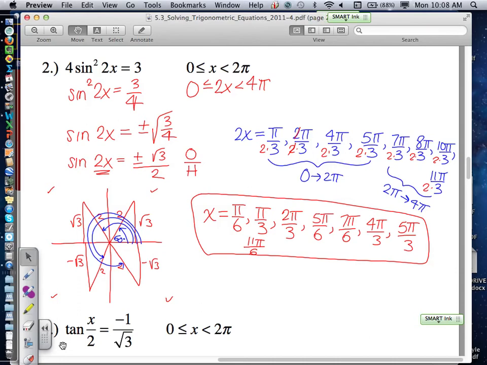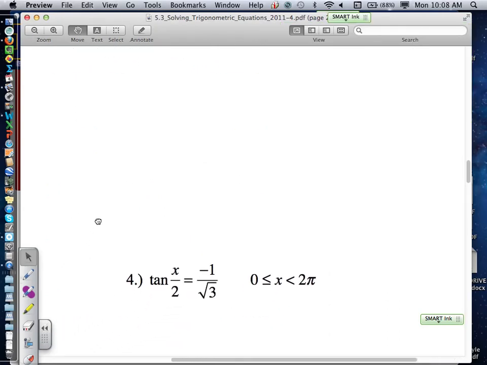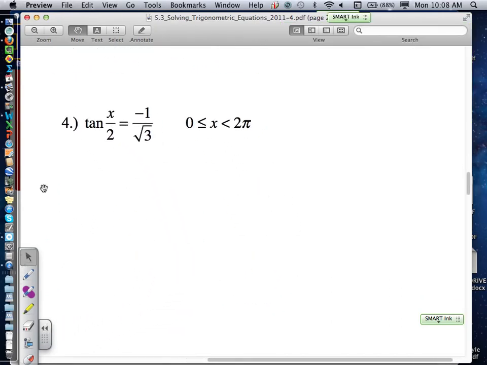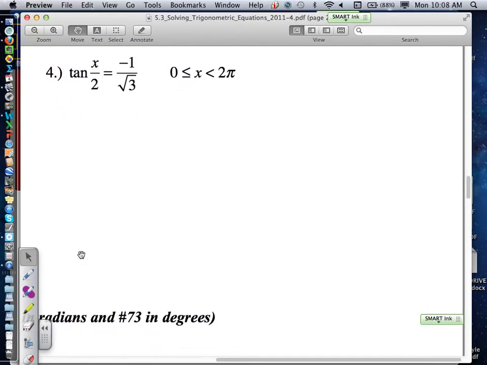Okay, let's do one more problem. I think I'm going to jump to number 4 here. There is a number 3, but I think I'm going to jump to number 4. This one is what we would think of as a half angle. It's x divided by 2 instead of a double or a triple or something like that.